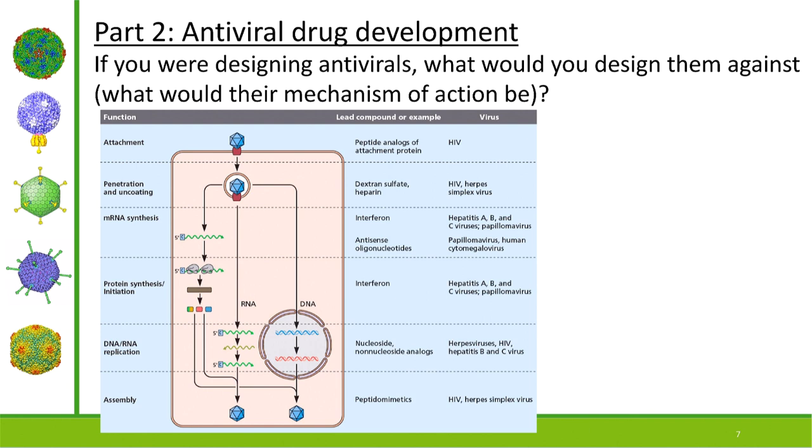As you can see in this image, we have different drugs that target attachment. We have drugs that target uncoating. We have drugs that target mRNA synthesis. We have drugs that can target protein synthesis, replication, and assembly. So pretty much any part of the virus's life cycle that you can think of, we can probably target it. But again, just because we can target it doesn't mean that there are not inherent challenges that come with drug development.